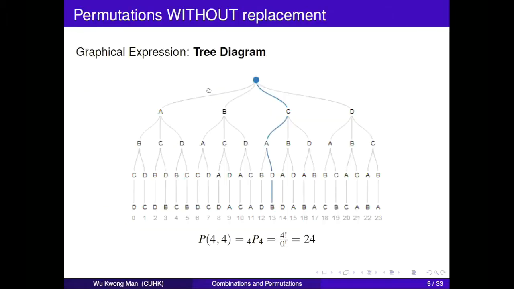A tree diagram is a useful graph to express permutation without replacement. First, in the top layer, 4 options can be selected if the population size is 4. The second layer will have 3 elements remaining to be selected, and so on, forming 24 possible arrangements when we need a permutation of 4 different things from a size of 4.